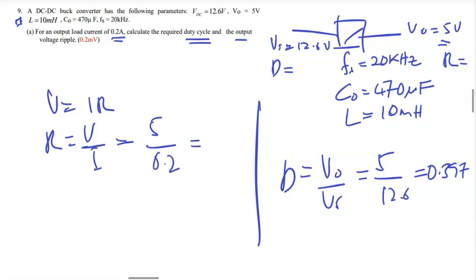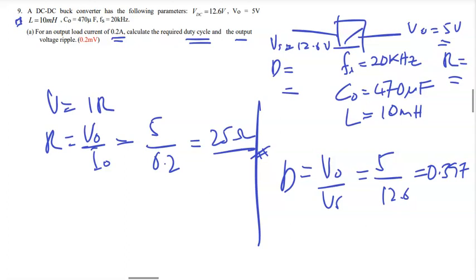So R is equal to 25 ohm. Okay, this is the R value at this output, P out at V out at I out. So this is our value of R. Okay, we obtained R, we obtained D.